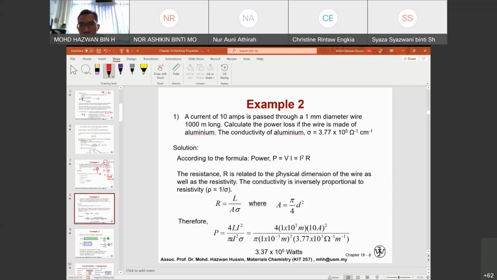the formula for conductivity. If you substitute here and A over here, then you will get power equal to 4 times length multiplied by current squared over pi diameter squared multiplied by conductivity. Okay. Then if you put the values inside the formula, you will get power equal to 3.37 times 10 power of 5 watts. Okay. So if you have time, please try and see whether you get the same answer.